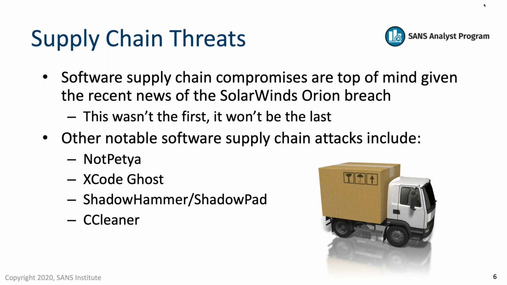The biggest thing that's bothered me on Orion is people are like, oh, brand new thing. And it's like, nope, it's not. NotPetya, Xcode Ghost, Shadowhammer, Shadowpad, CCleaner. The list goes on as we move down the prolific or less prolific supply chain attacks. But they've existed. They'll continue to exist. And as more attackers see this as a very viable strategy, I expect we're going to see a lot more of this that we're going to have to defend against, right?